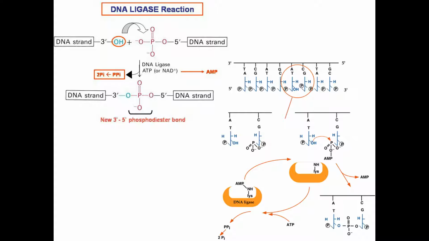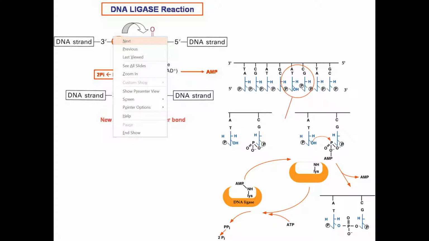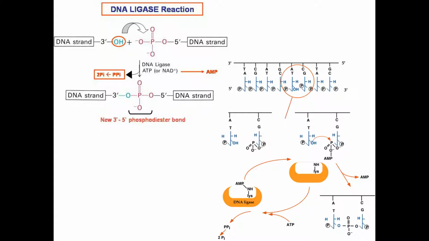So that's what's taking place here. DNA ligase comes in and you have your pre-existing 3' hydroxyl here, and you have your 5' phosphate here. So these are two Okazaki fragments that have to be glued together. And so DNA ligase comes in and basically forms the covalent bond between these two sections. It forms a phosphodiester bond between one Okazaki fragment and another.